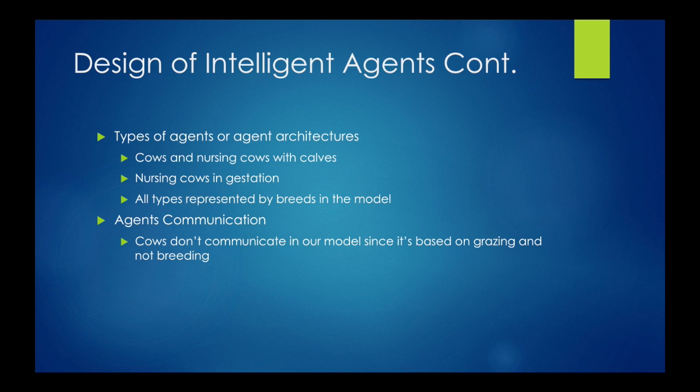The types of agents we use in our architecture: cows and nursing cows with calves. Those are two agents. Then we also have nursing cows in gestation, so they have not given birth, but they still have the fetus in their system. All these are represented by breeds in the model. That's the terminology we used for the model. Just another point on agent communication: cows will not communicate in our model, even though they do communicate in real life, especially around breeding. But since ours is based on grazing, we didn't feel that we needed to complicate things by adding communication between the cows.